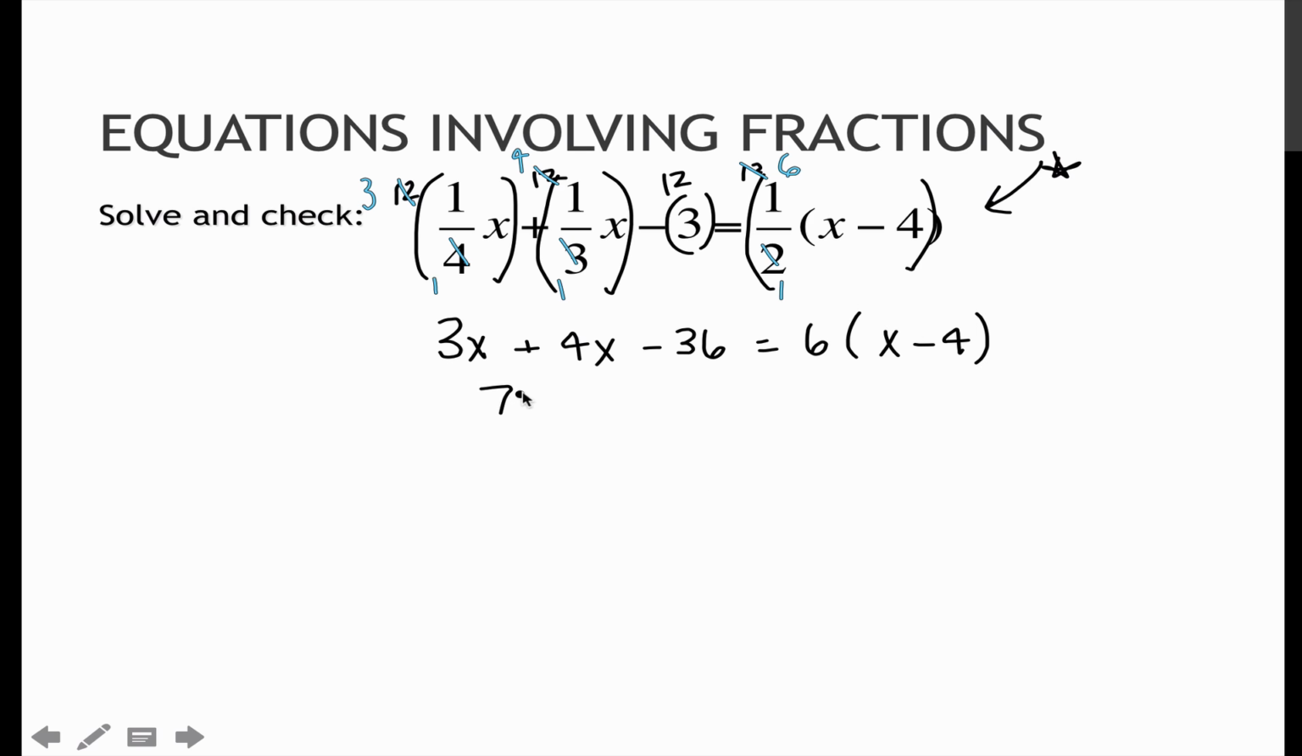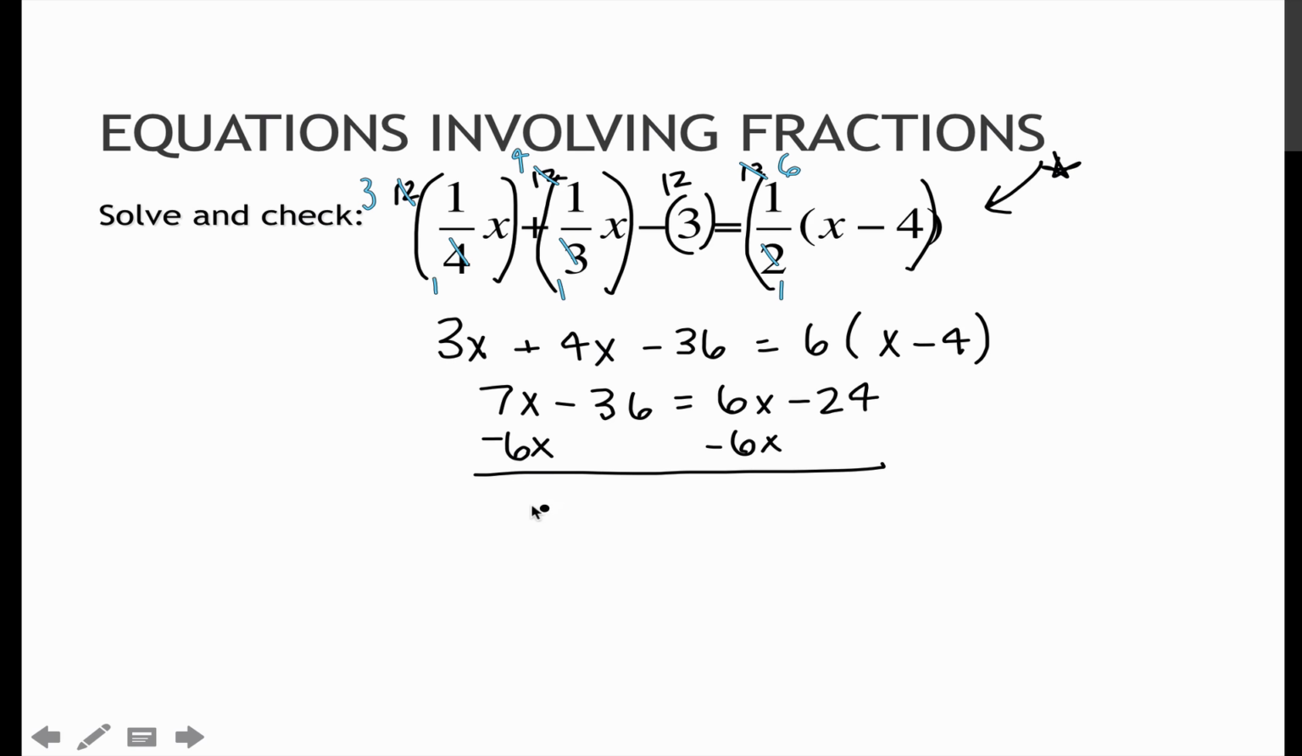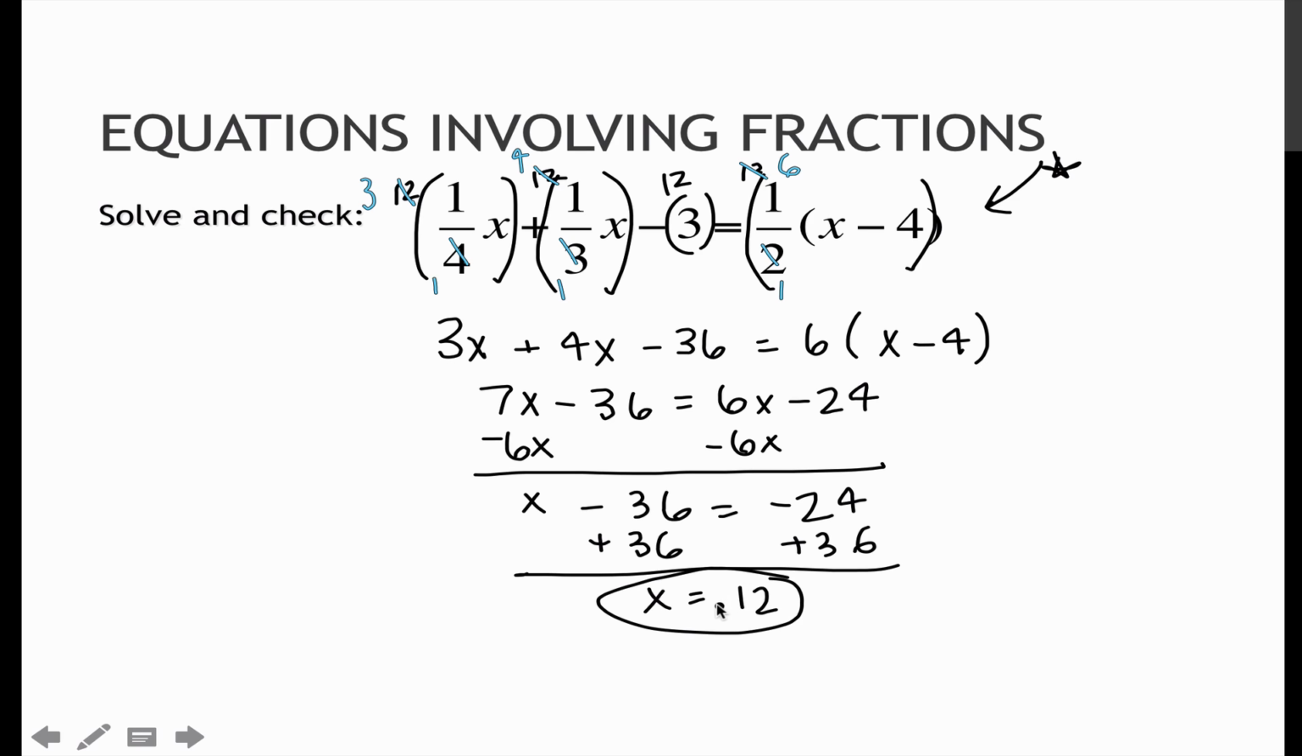On the left side, I'm going to go ahead and combine those terms together. On the right side, 6 times x is 6x, and 6 times minus 4 is minus 24. I will subtract 6x because I want all of my x's to one side. So this gives me x minus 36 equals negative 24. And then I will add 36 to each side, and that gives me x equals 12. Again, we can take the 12 and plug that back in, but I will let you do that step on your own.